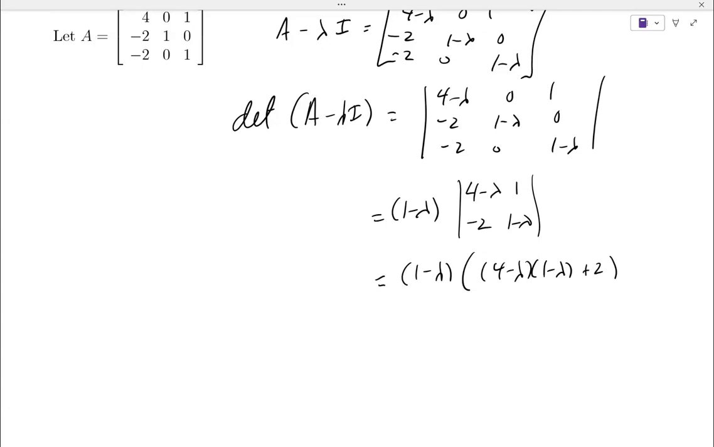However, we do want to try to factor the other part. I do need to multiply it out and then refactor. Here we get lambda squared, we'll get a minus 5 lambda, plus 4 plus 2 gives me a plus 6. And that does refactor as lambda minus 2 and lambda minus 3.